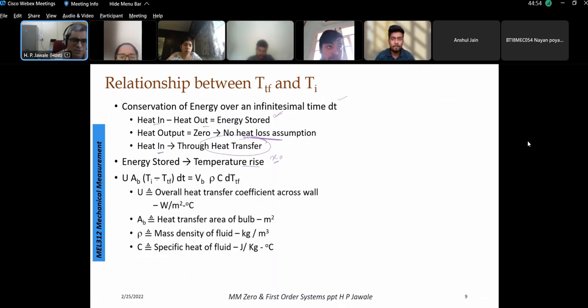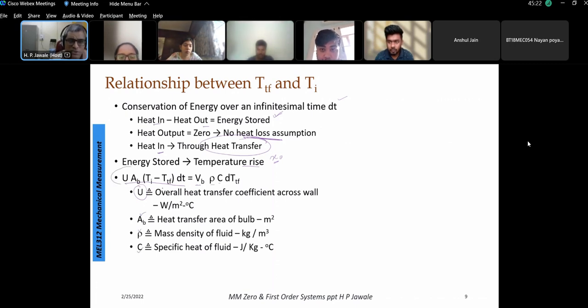So applying this equation, UAB times (Ti minus TTF) is equal to the volume of the bulb times rho C dTTF/dt, where U is the overall heat transfer coefficient. I think this is a very simple equation that we have studied in the subject of thermodynamics, where AB is the heat transfer area of the bulb, rho is the mass density, and C is the specific heat of the fluid.